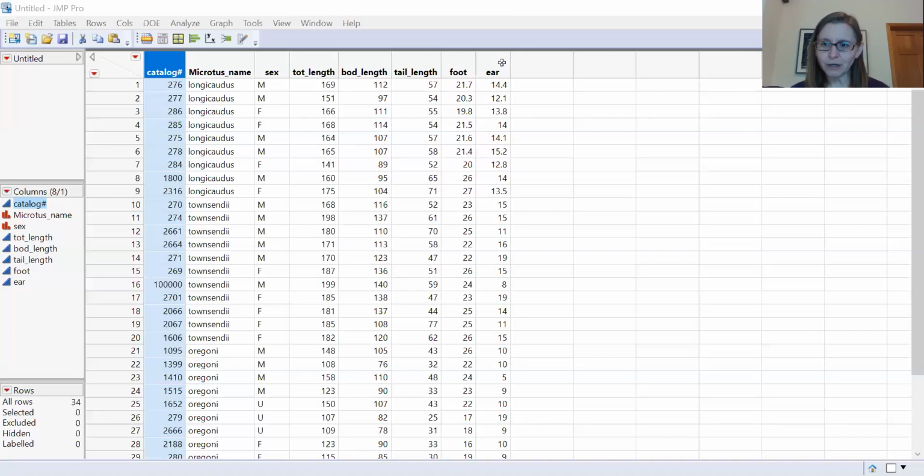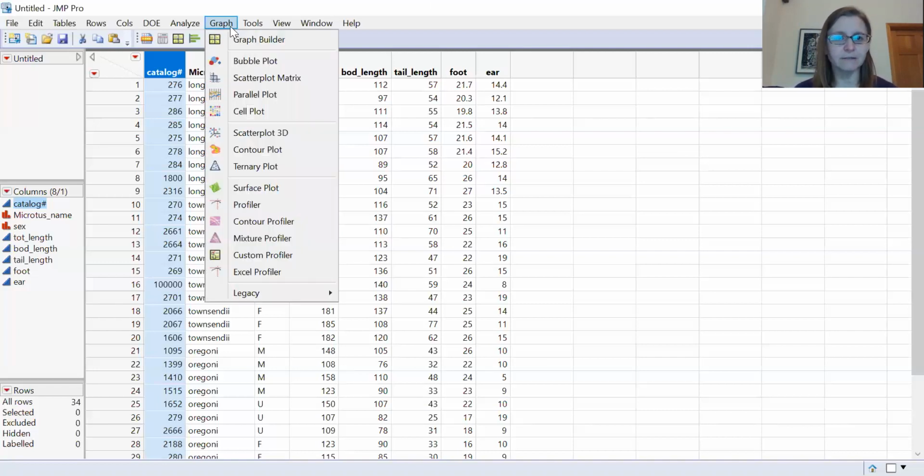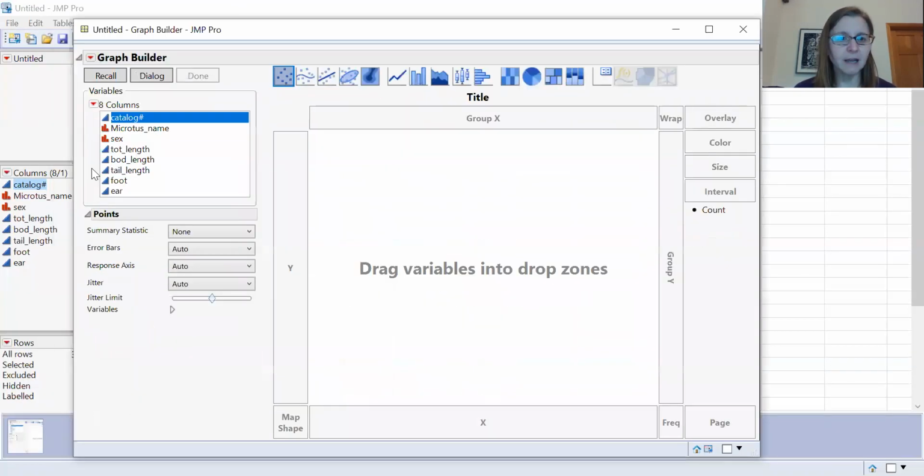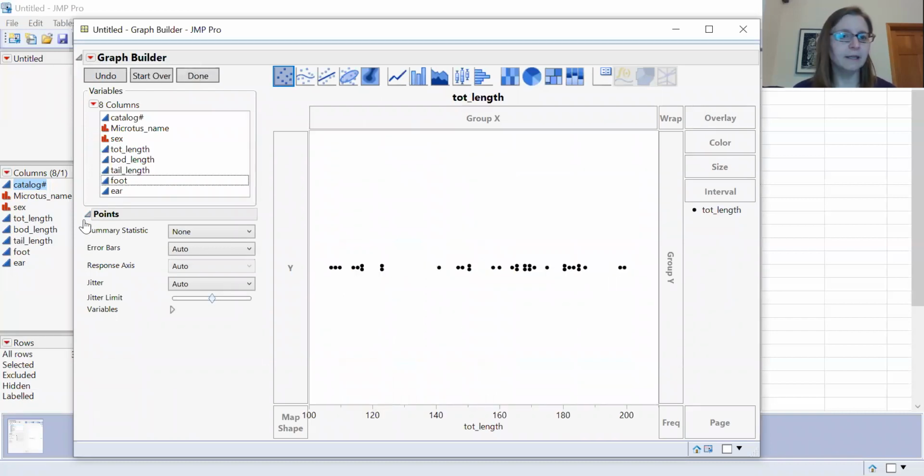Now, how does it work? Well, complex math is behind it. It involves the generation of correlation and covariance matrices, but it's very similar in its approach to simple linear regression. So if I wanted to look at the relationship in this data set between two of the measurements, I'll pull up a graph builder here. Say I want to look at the relationship between the total length of an animal and its body length.